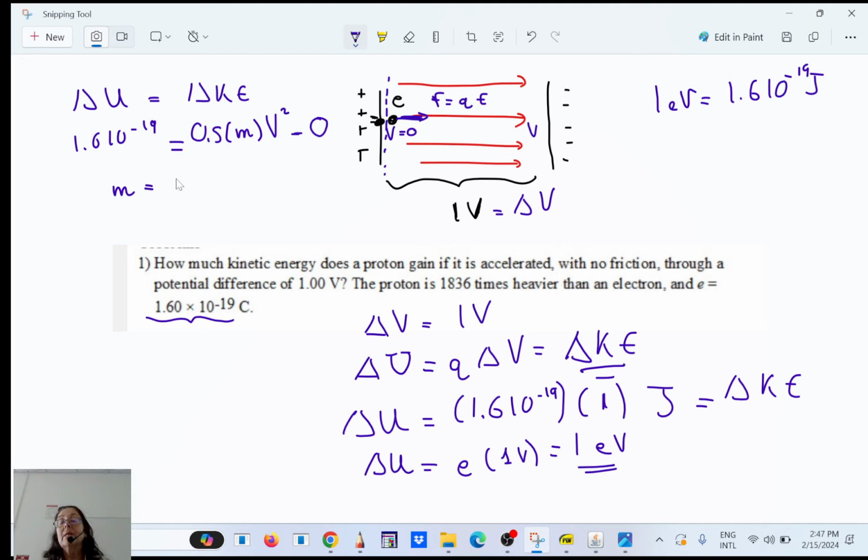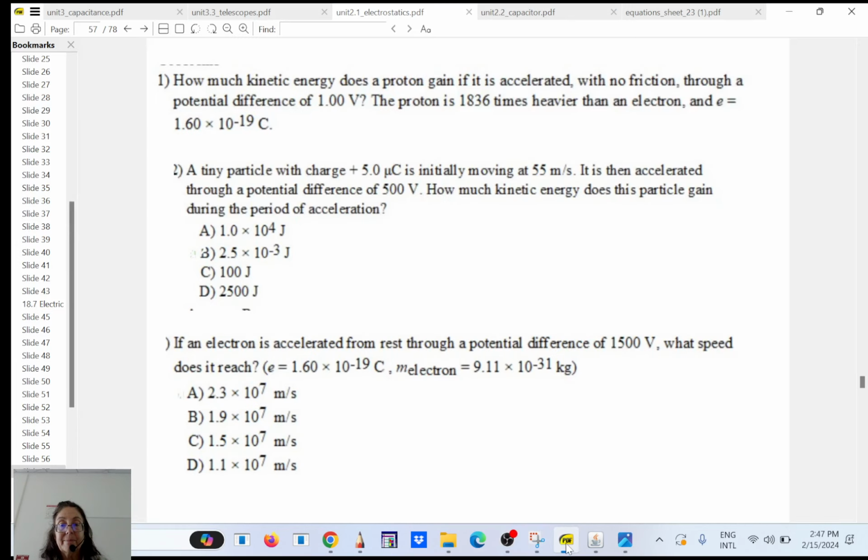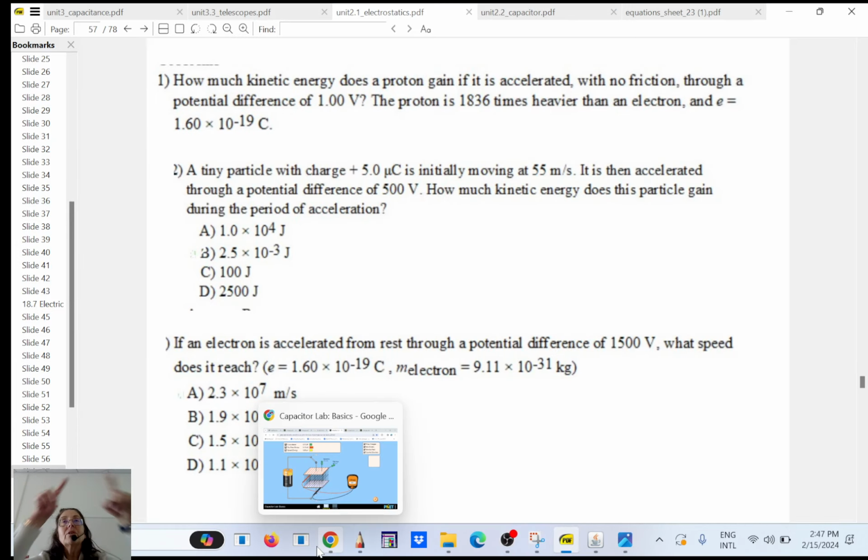Now you can use the fact that the mass of a proton is about 2,000 times the mass of an electron. I always forget the exact number, but it's something like that. So it's good that you brought that question, because sometimes questions have TMI just to confuse you, to get a curve. They like curves.